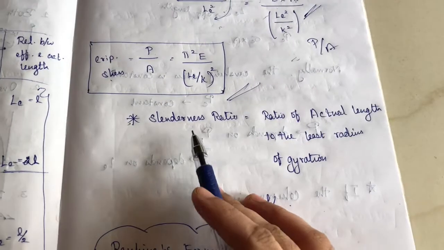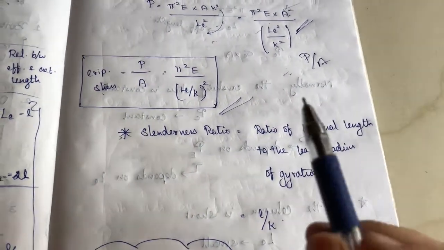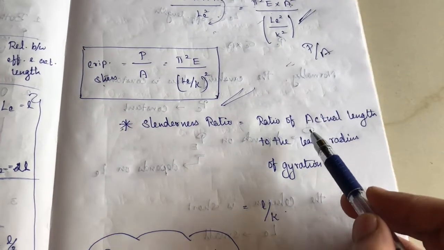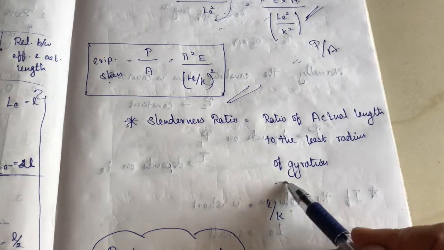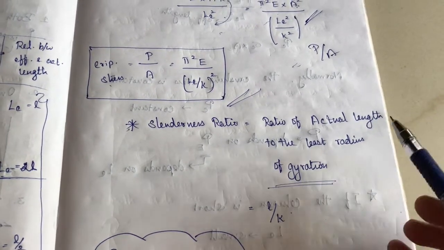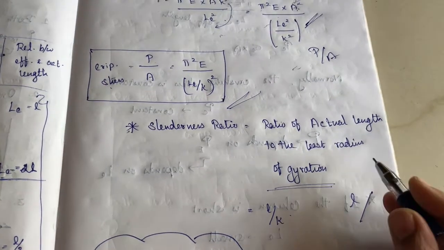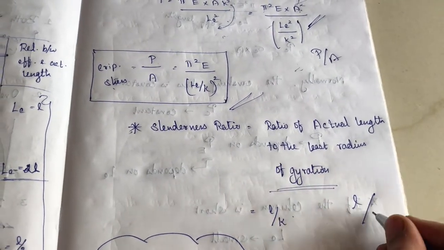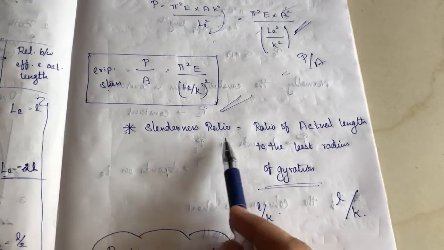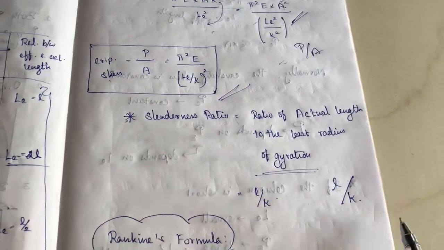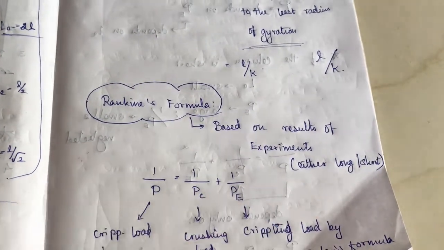Next one. What is slenderness ratio? Slenderness ratio is the ratio of actual length to the least radius of gyration. So the ratio of actual length by least radius of gyration. Okay, so L by K is nothing but the slenderness ratio. Okay, next comes Rankine's formula.